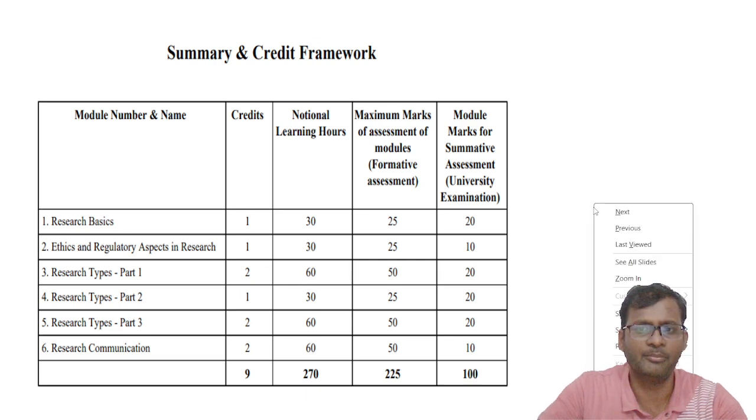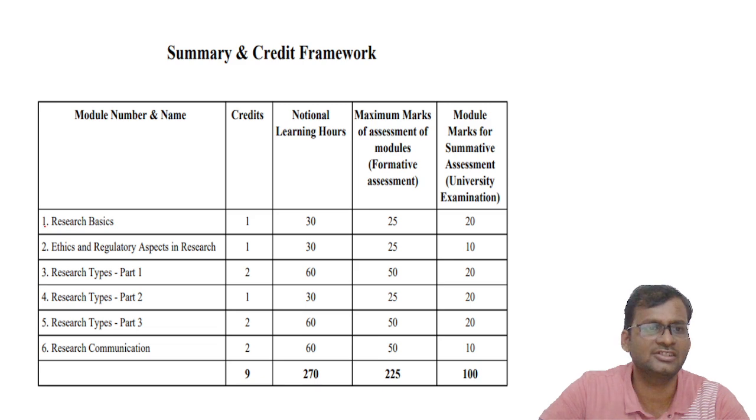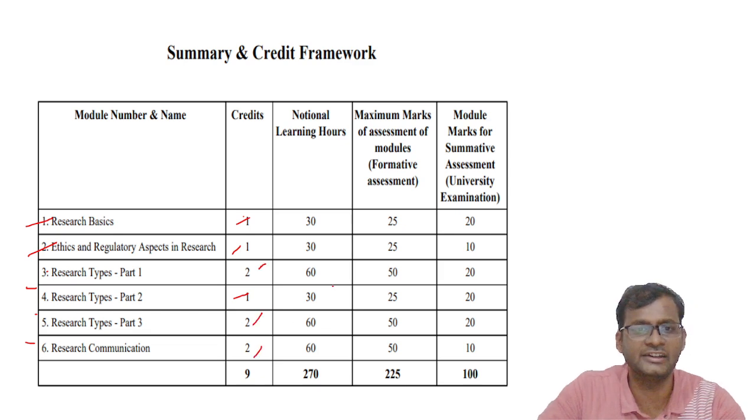Now briefly we should review the summary and credit framework of the research methodology course. It has 6 units, and 3 units are allotted 1 credit. Module 1, module 2 and module 4 have 1 credit, and module 3, module 5 and module 6 have 2 credits. If 1 credit is there, that is equivalent to 30 learning hours. If 2 credits are assigned, the learning hours are double, that is 60 hours.